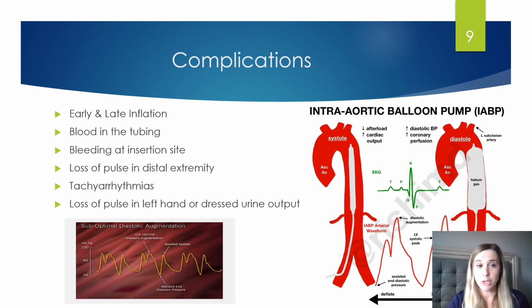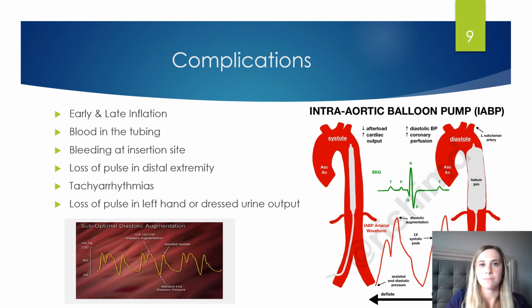So blood in the tubing, bleeding at insertion site, loss of pulse in the distal extremity. So the sheath is going in through your femoral artery. If that possibly can get occluded, you're going to have a loss of sensation, loss of pulse, a cool foot in that distal extremity. So really keeping a close eye on that. If you're noticing pulses are 2+ and all of a sudden you've got a cool, very weak, barely Dopplerable pulse on that right foot, that's definitely an emergency.